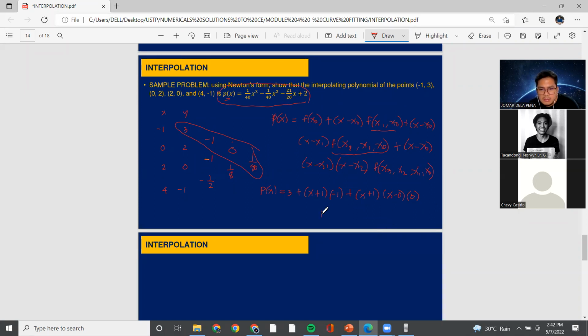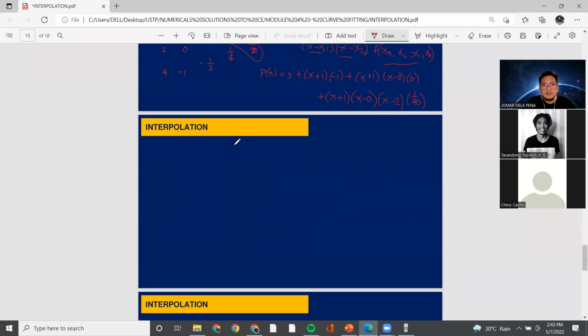The next is plus x minus, that is x plus 1, balik-balik na siya. Then x minus x sub 1 is x minus 0, x minus x sub 2, that is x minus x sub 2 is 2 times third divided difference na 1 over 40. Okay? So, simplify.